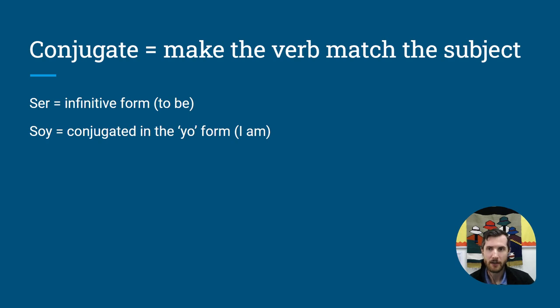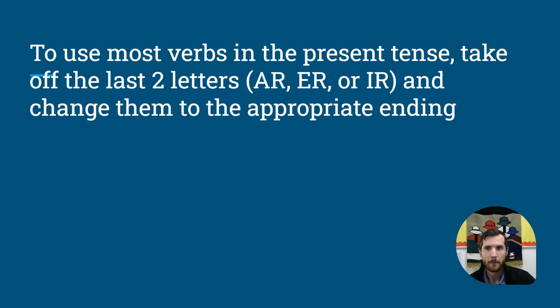So basically, when I say conjugate, I mean make the verb match the subject. Like I said before, you don't say, yo ser Peter. No, yo soy Peter. Okay? Soy, because I changed it from ser, it's considered conjugated to the yo form. And it has all the different forms to say, I am, you are, he is. All the same word, to be, but it changes to match the subject.